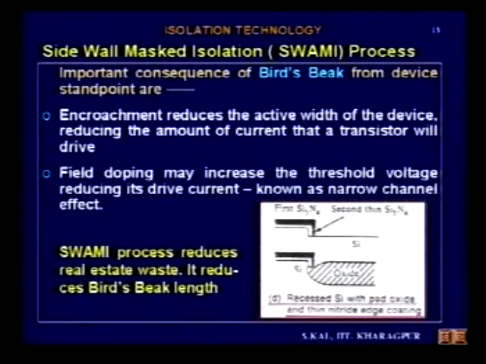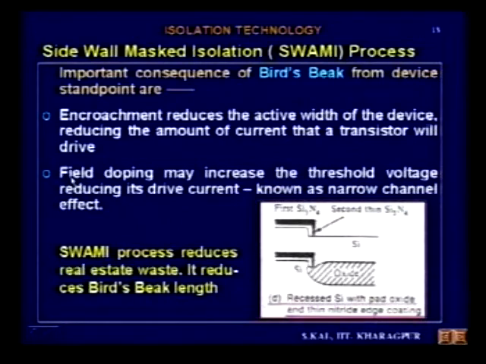The SWAMI process reduces real estate waste. It reduces Bird's beak length. Real estate waste means lateral encroachment is prevented. That's why it reduces wasting of the silicon below the silicon nitride. Okay, these are the advantages of the SWAMI process.